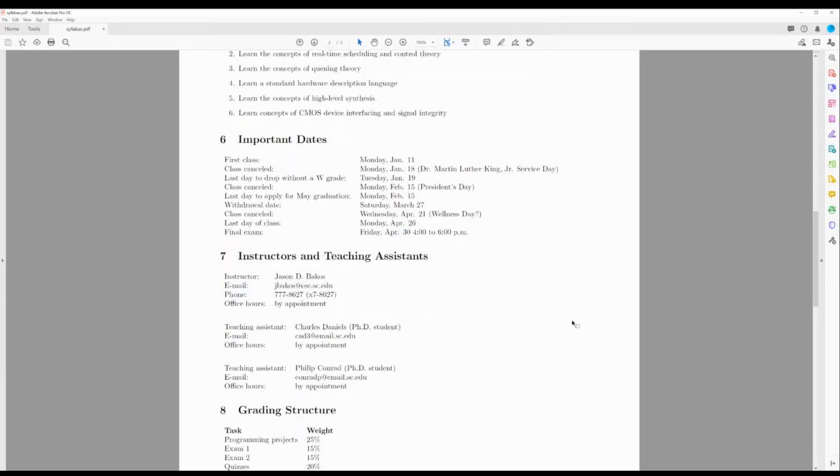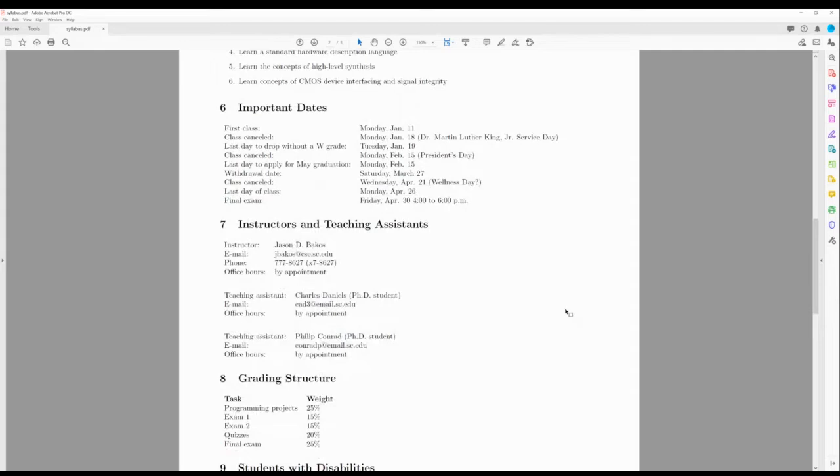So those are useful to have access to. This syllabus, by the way, is linked on Moodle. You can get to it. Let's see. Section 7 has contact information for myself and the two TAs, Charles Daniels and Philip Conrad. Neither one of the TAs comes to campus, but they're available for video conference by appointment.